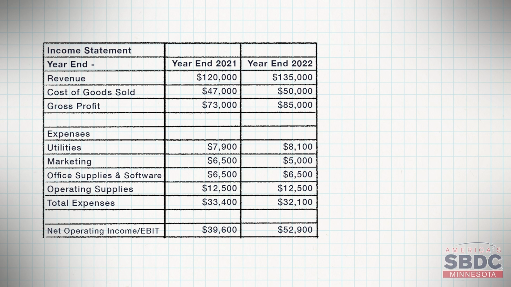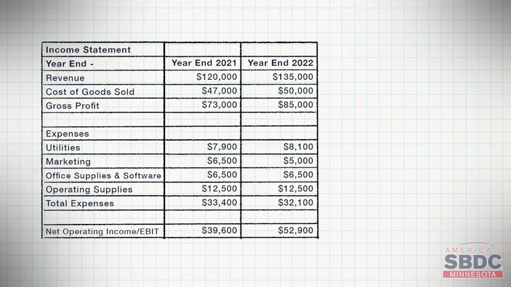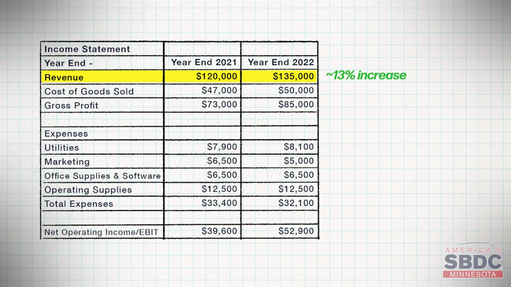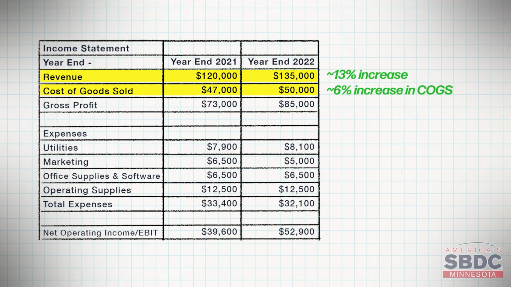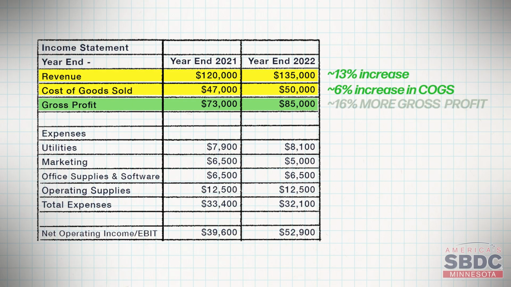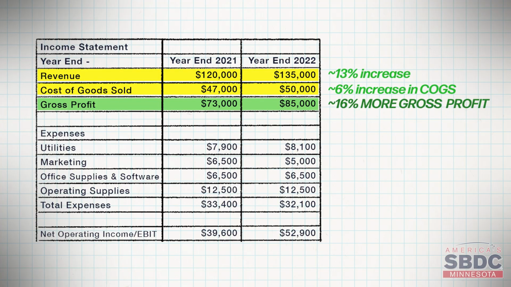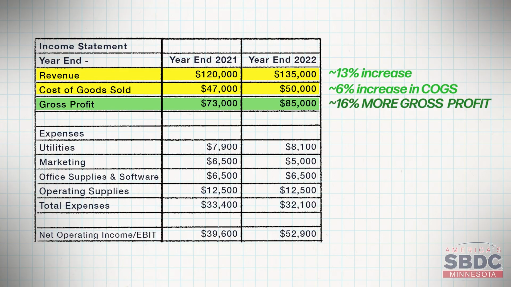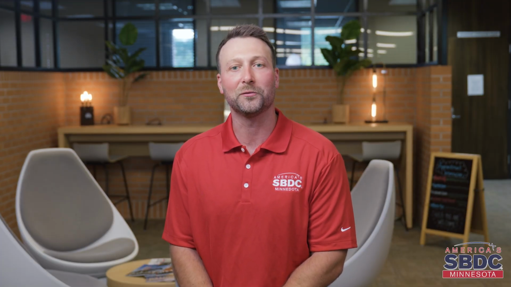If you use the example here and we look at year-end 2022 and year-end 2021, we'll see that there was an increase of approximately 13% in sales year over year. There was also only an increase of about 6% in cost of goods sold, which drove the gross profit year over year up by almost 16%. This is a great example of increasing revenue while maintaining a good margin, and actually a better margin than the prior year.